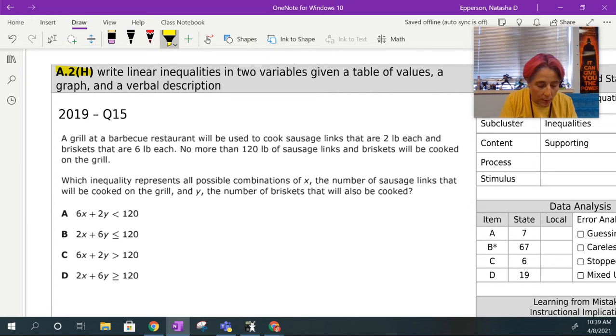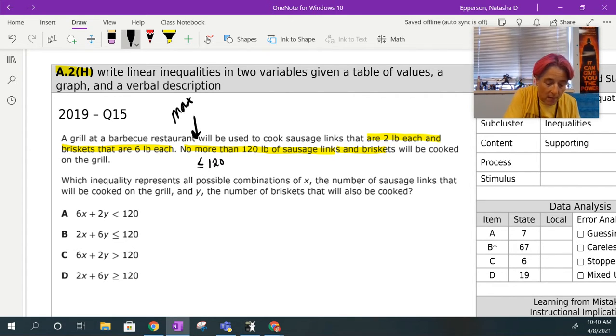Okay, so a grill bar at a barbecue restaurant used to cook sausage links that are 2 pounds each and briskets that are 6 pounds each. So I'm going to highlight the number values that I'm given. It says no more than 120 pounds of sausage links and briskets will be cooked at the grill. Now we know no more means that our value is going to be less than or equal to 120. 120 is going to be our max. This is our max value.